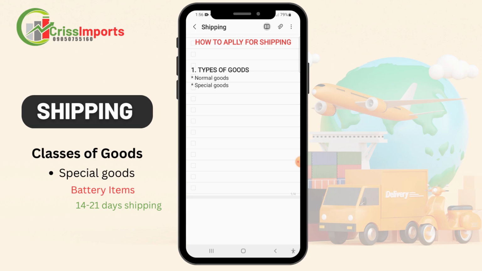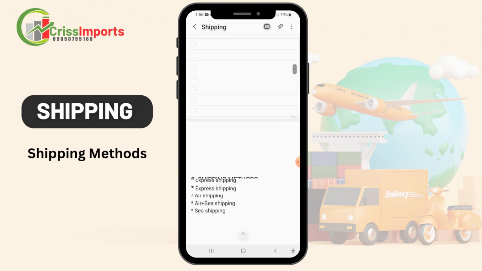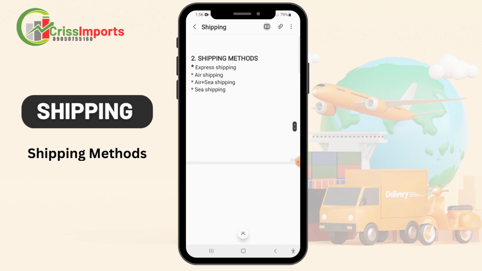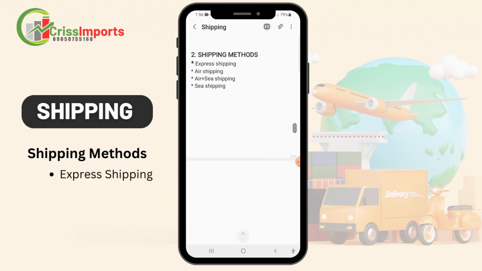All right. So now we know the two categories of goods to be shipped. The next thing we need to look at is the shipping methods available. If you want to ship your goods, what are the shipping methods available? The first shipping method is express shipping. Now, if you want your goods to arrive very early, between 3 to 5 days, then you may want to use express shipping.